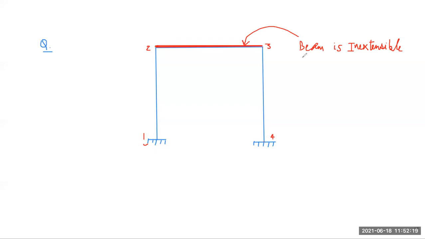So basically, in this frame, they give that the beam is inextensible. They do not give that this column or this column is inextensible. They clearly say both the columns are extensible. That means in this column deformation will be allowed. So basically this is your extensible column, and your beam is inextensible. This is the condition: in this rigid jointed frame your columns are extensible, your beam is inextensible.